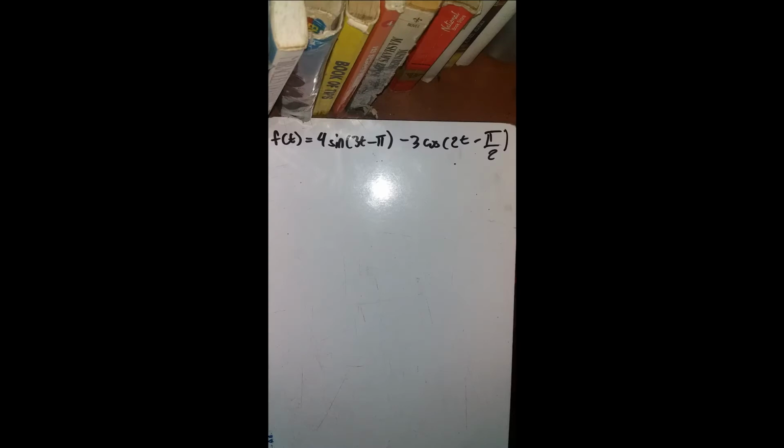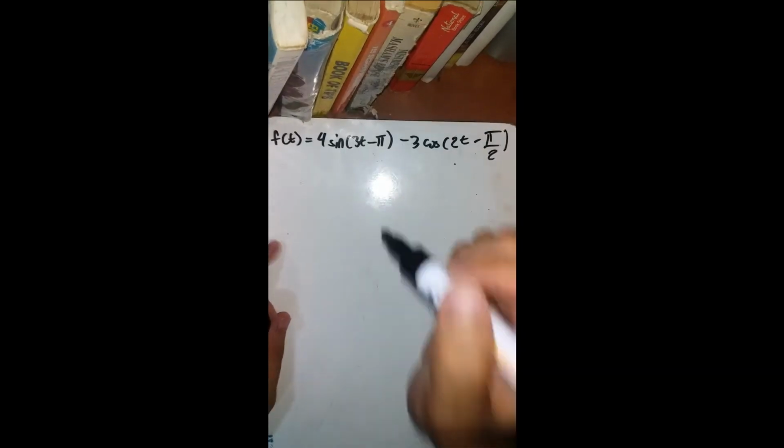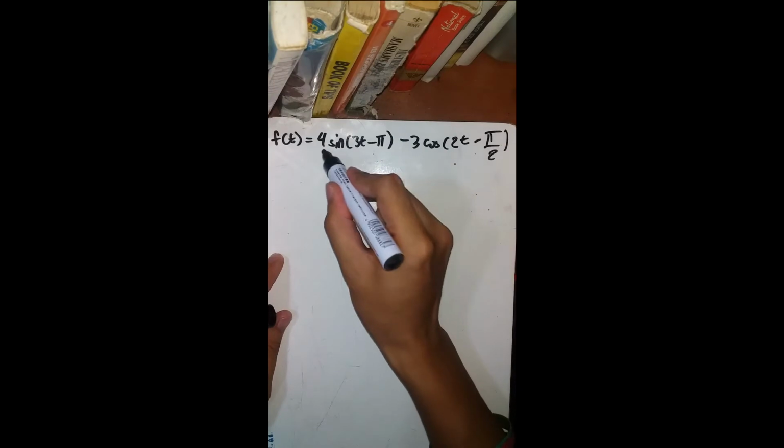Welcome back to the video, and today we're going to solve Laplace transformation using a tabular table. So this is our first problem: f of t equals 4 sine of (3t minus pi) minus 3 cos of (2t minus pi over 2). From here, we can use trigo identities. So let's start with this.